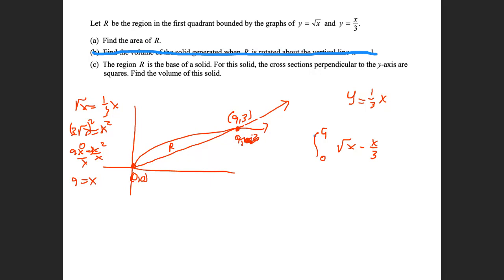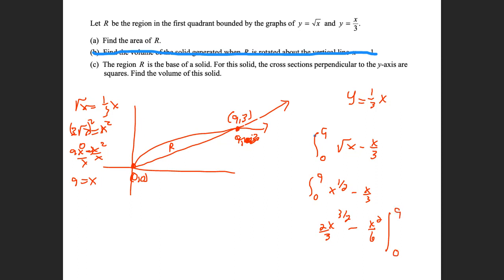Now I have to take the integral of that, so I'm probably going to rewrite this as the integral from 0 to 9 of x to the 1/2 minus x over 3. So if I add 1 here, that gives me x to 3/2 times 2/3 minus x squared over 6. Is that right? I think so. From 0 to 9.